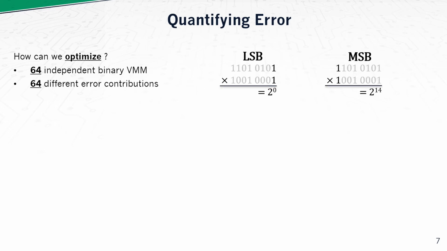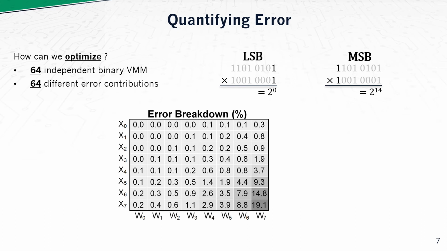So this means that computational errors that occur in binary VMMs with a large corresponding magnitude will be far more detrimental to our result. For example, the binary VMM between the least significant bits is scaled by 1 because 2 to the 0 is 1, and the binary VMM between the most significant bits is scaled by 16,384 or 2 to the 14. Hence, errors that occur for the most significant bits are exponentially more destructive to the result.